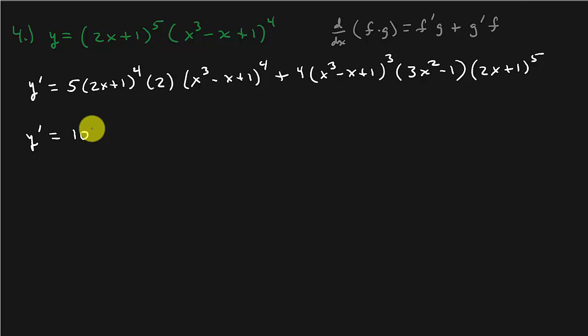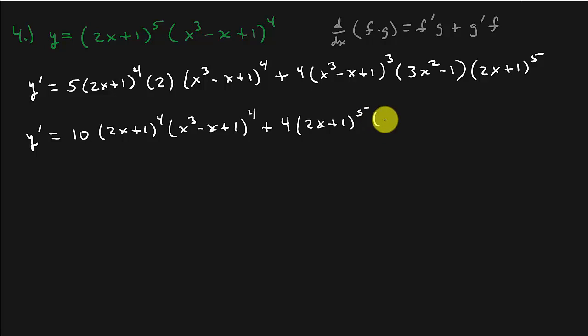All right, so we got 2x plus 1 to the 4th times x cubed minus x plus 1 to the 4th, plus 4 times 2x plus 1 to the 5th times x cubed minus x plus 1 to the 3rd times 3x squared minus 1. And I just rearranged these terms.